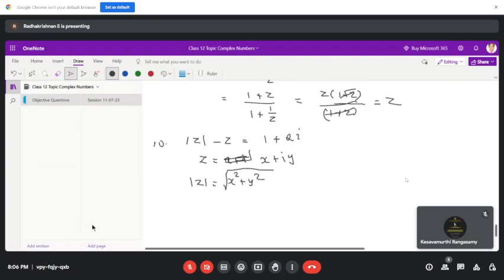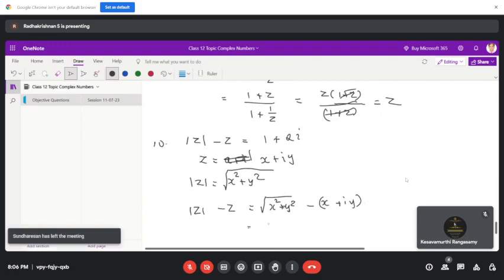Okay. So mod z minus z will be root of x square plus y square minus x plus iy, right? So now this is given as equal to 1 plus 2i.